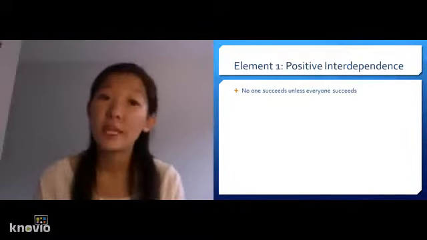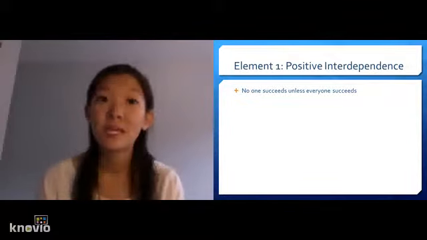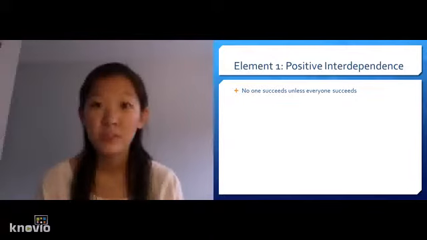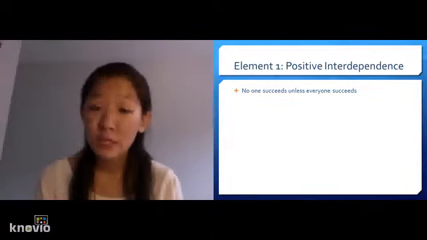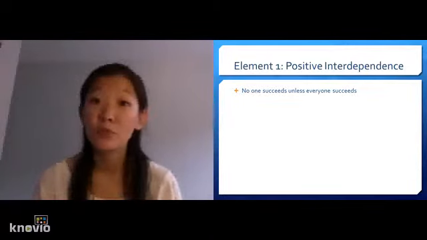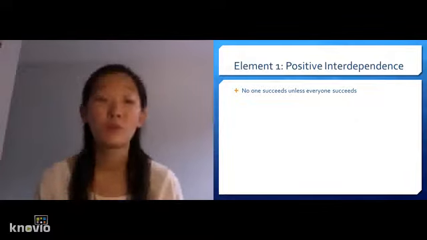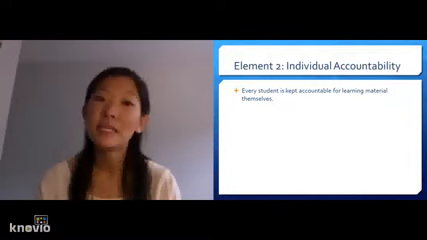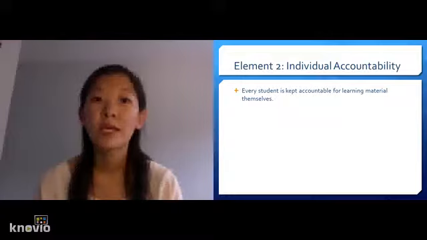The first element is positive interdependence. This is the idea that no one can succeed unless everyone in the group succeeds. It is absolutely critical for the teacher to establish mutual goals for the group, joint rewards, shared materials and information, as well as assign roles. This is a way to ensure that every member of the group recognizes their importance and role in the group learning. The second element is individual accountability.